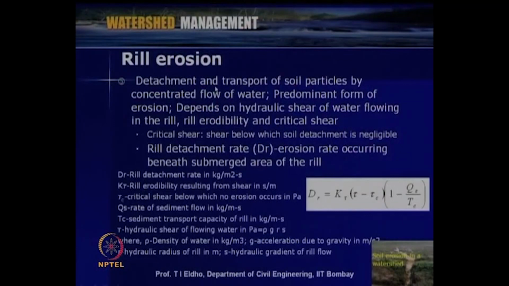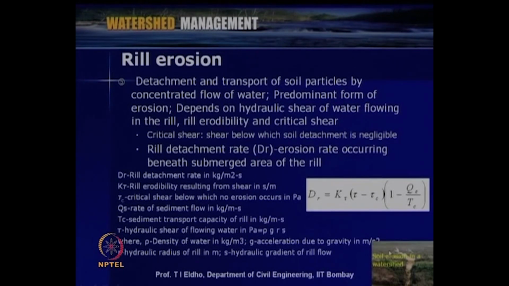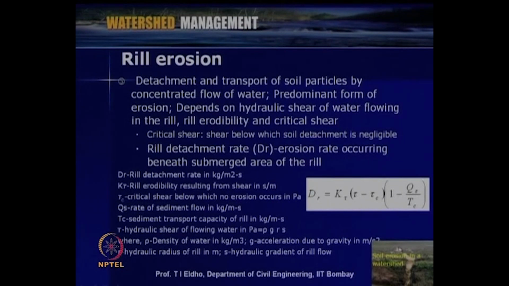Now let us look at the next type of water erosion, called rill erosion. Rill erosion means detachment and transport of soil particles by concentrated flow of water. You can see in this figure, this is a watershed. Due to heavy rainfall, water keeps on coming from various locations and finally into small channels, and soil particles are detached and then transported by concentrated flow of water. This is one of the predominant forms of erosion.